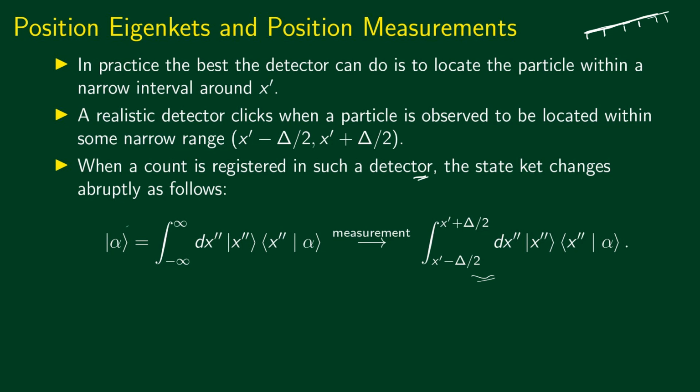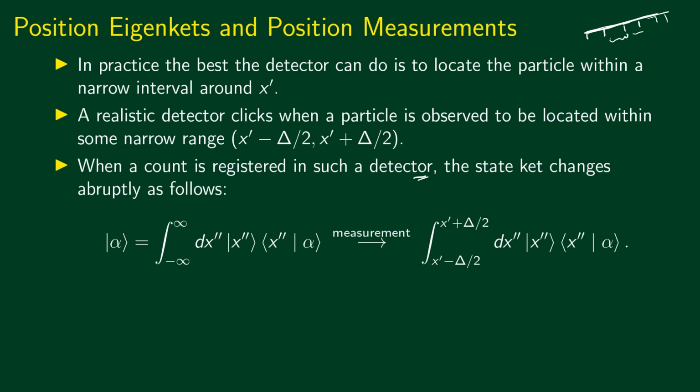We can say that ket alpha, which is spread out over all the eigenkets, changes to another state. It's not so spread out. It's now within an interval, x prime minus delta by 2 to x prime plus delta by 2. Now we need to calculate the probability. The question we are asking is, what's the probability that you'll measure the particle within a particular interval?